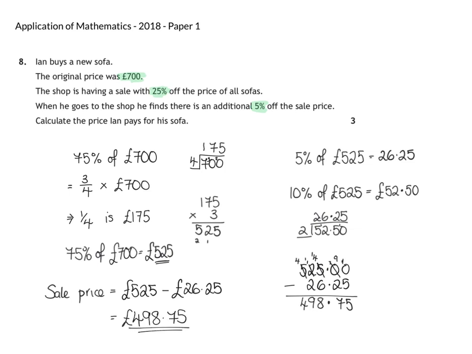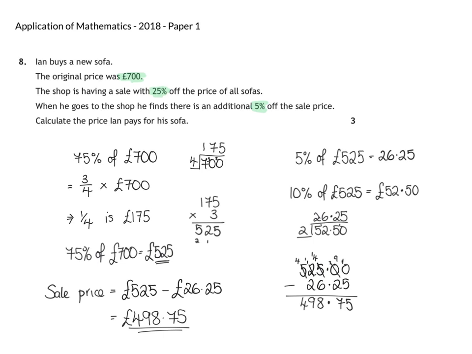£498.75. So for that question, you could have seen that 525 and you're taking away £26.25. So you could take away the 25 from the 525 here, and then you've got £1.25 left over, and then do it that way, or this way will work as long as you're okay with carrying things here.